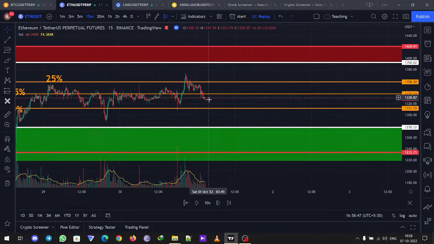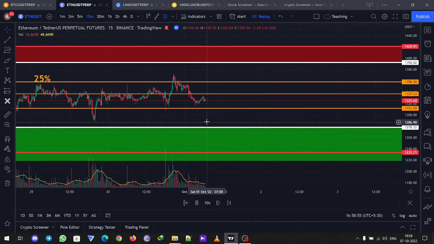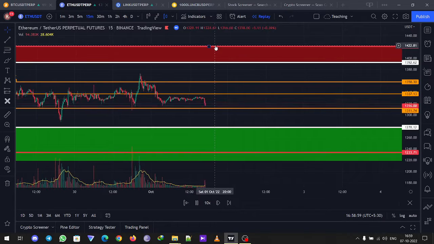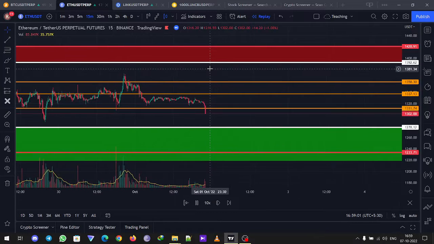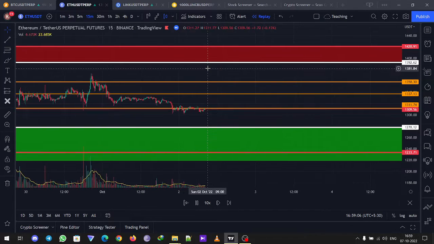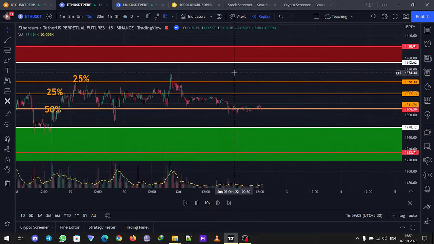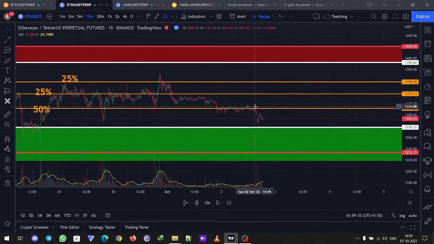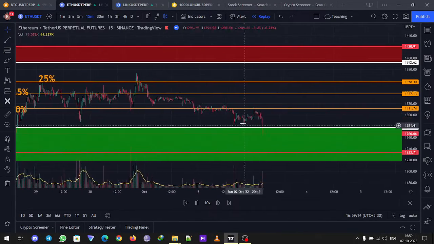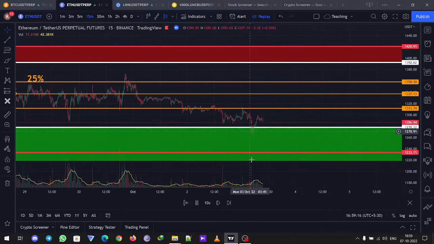Now let's just see whether the market hits this white level or not. So I'm going to play the replay bars. We see that the market is not going upwards, and it has come to the entry level again.